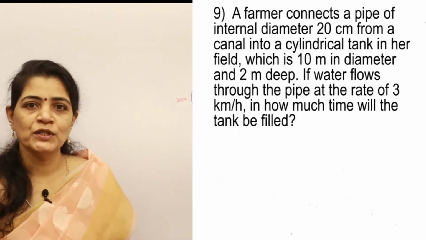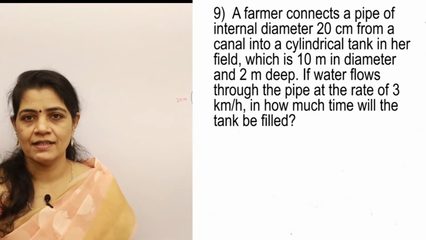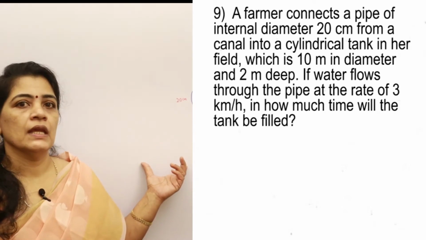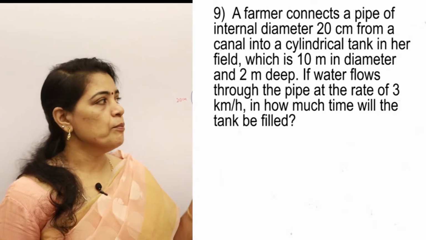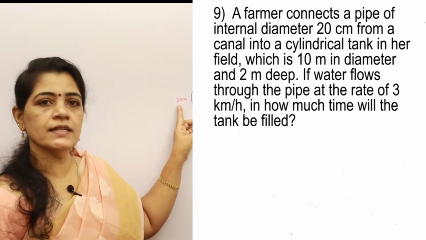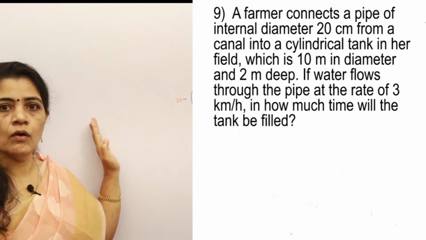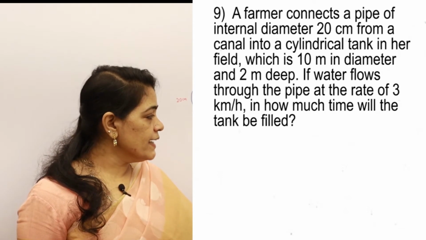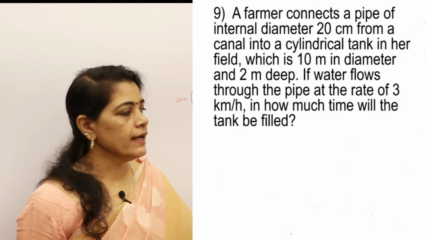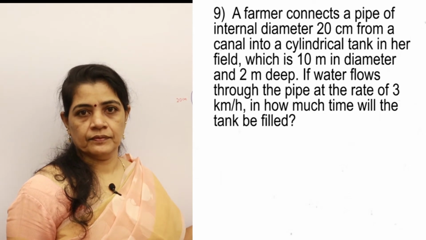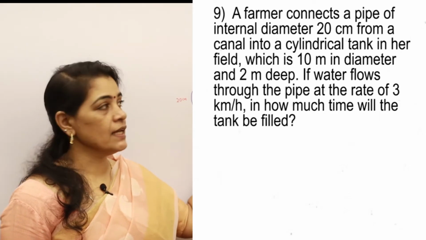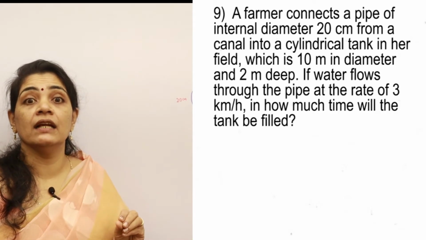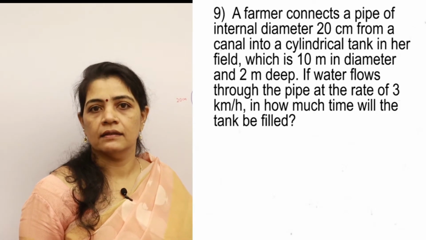We are moving to the 9th question. This is the last problem of this exercise. This question is also very important. In this problem, a farmer connects a pipe of internal diameter 20 centimeter from a canal into a cylindrical tank of internal diameter 10 meter and height 2 meter, and the water flowing through the pipe is 3 kilometer per hour. What is asked? We have to find out the time taken to fill this tank.